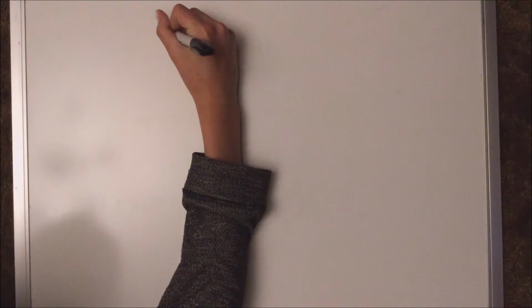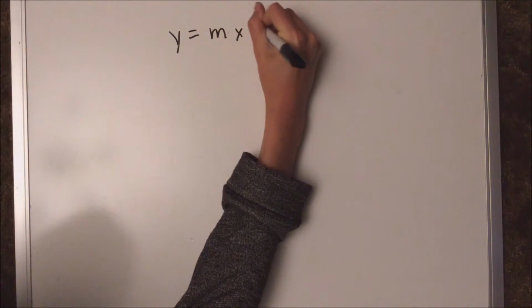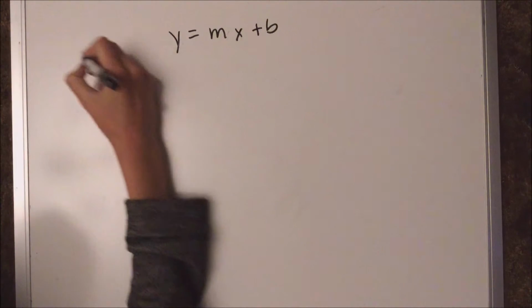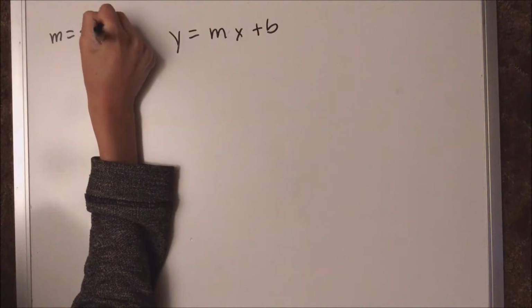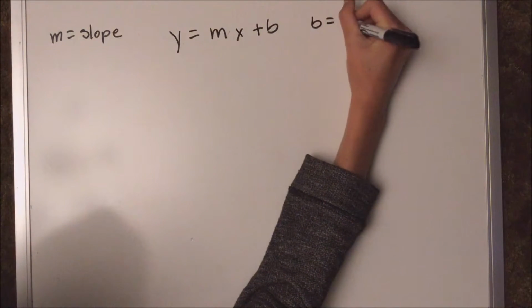In this video, I'm going to show you how to find the slope of a line 3 different ways. For this, you will need this equation: y equals mx plus b. This is the equation for slope. In this equation, the m is the slope, and the b is the y-intercept.